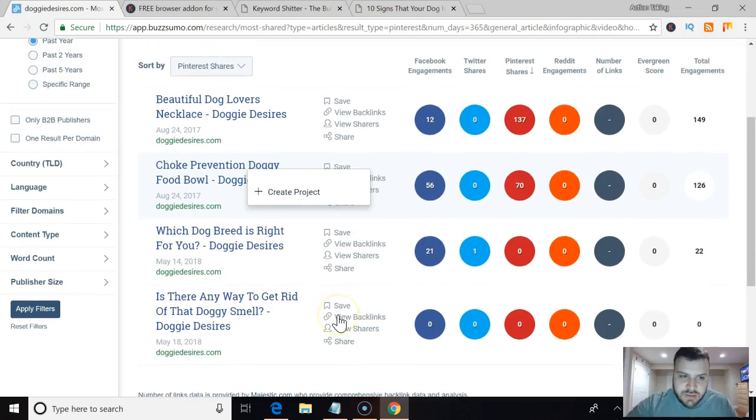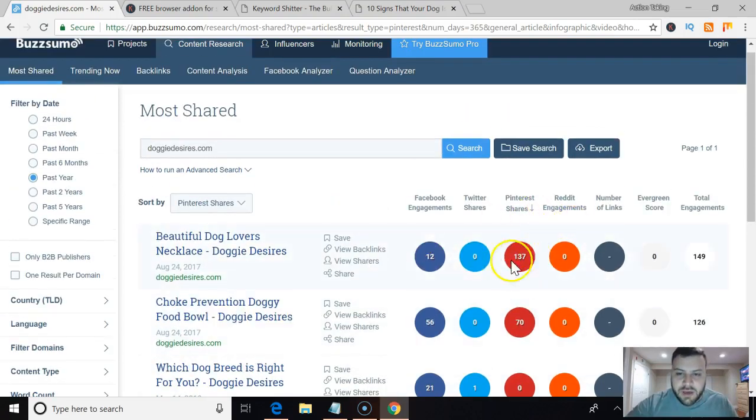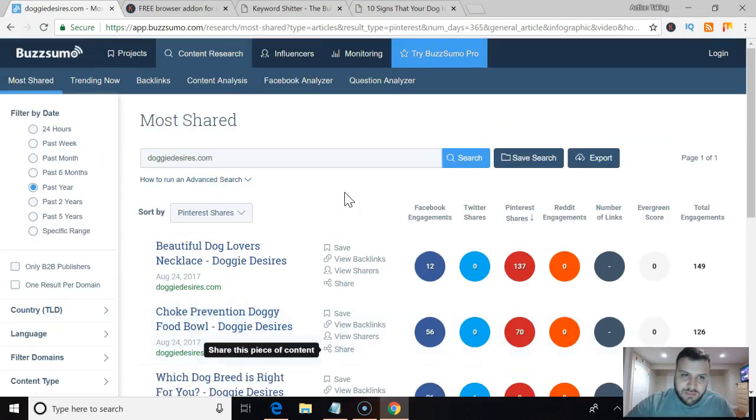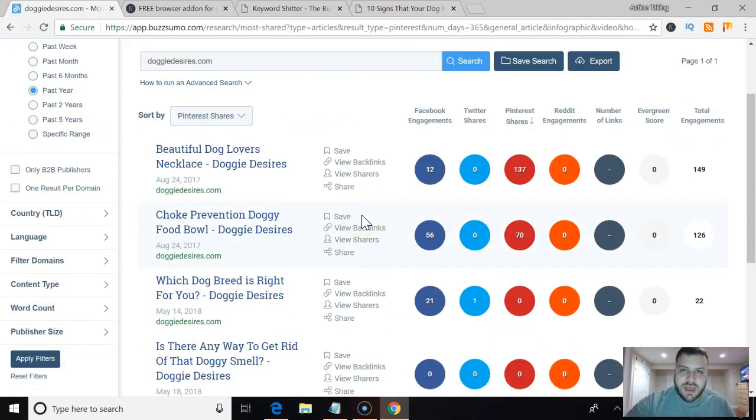But if you go to my 2 year shares, you'll see that I had one that got well over 10,000 shares. That is great. So obviously I couldn't show you right now because you need to log in and buy an account, but using just BuzzSumo for free, you can get a few searches a day. So again, that's very, very powerful to be able to know. So yeah, that's basically it.